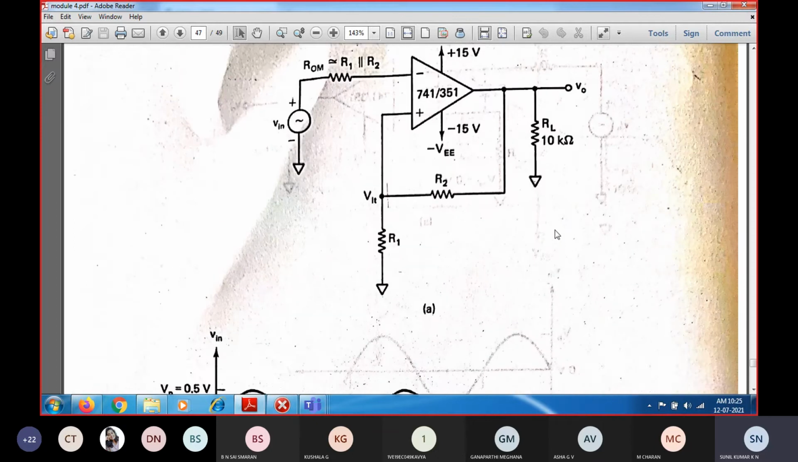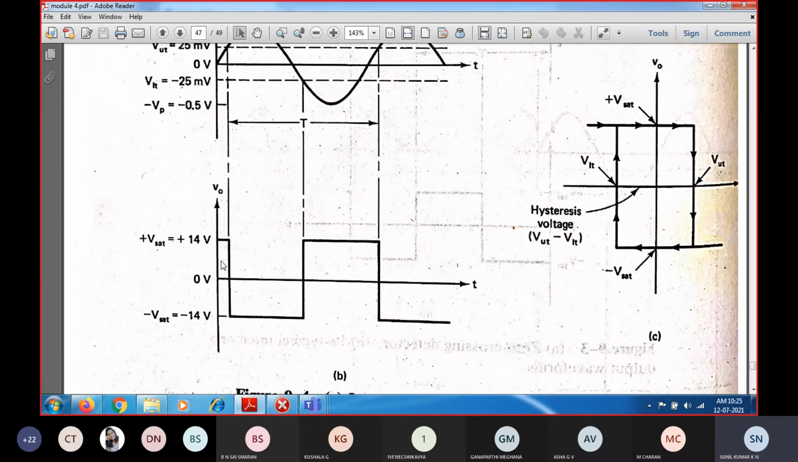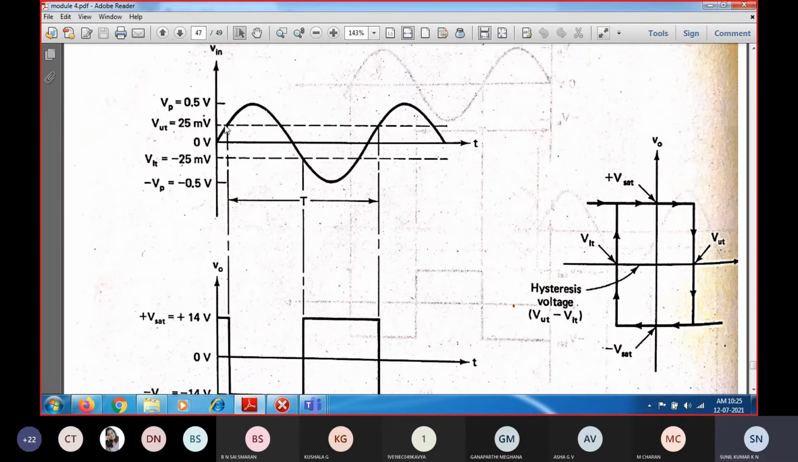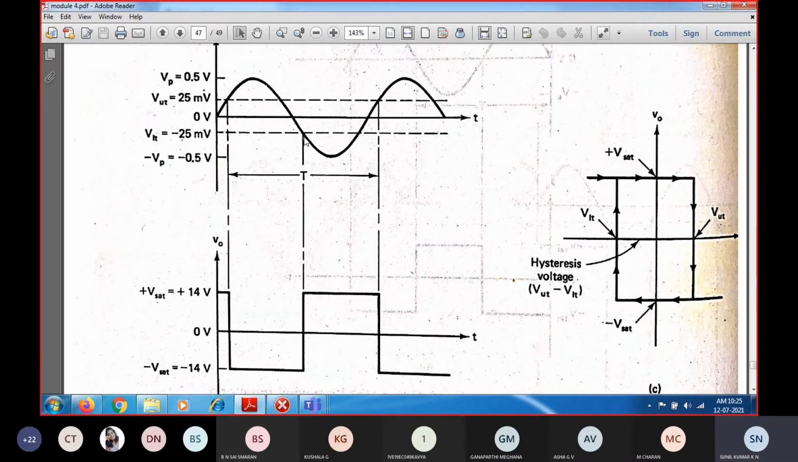Before that, we will see which voltage causes the output to switch from positive to negative saturation. Whenever the input reaches greater than this value, at that corresponding terminal voltage, that will be considered the trigger voltage. In this case, we call this the upper trigger point voltage. And whenever the input reaches or exceeds this value, it will switch from negative to positive saturation.